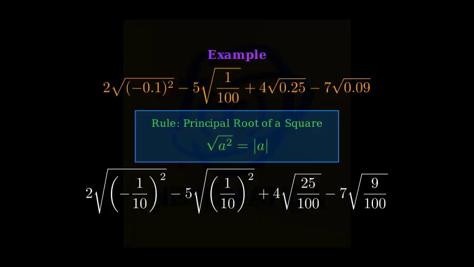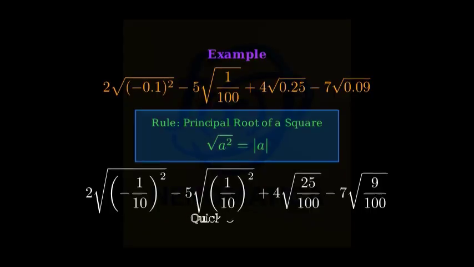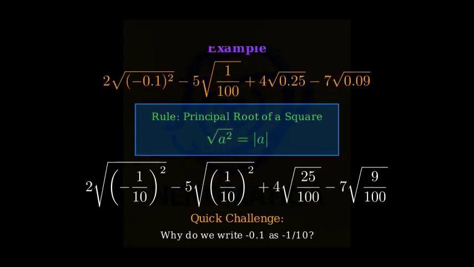1 over 100 is already in fraction form. 0.25 equals 25 over 100, and 0.09 equals 9 over 100. Quick challenge. Can you see why we wrote negative 0.1 as negative 1/10? It's because 0.1 is equal to 1/10, so negative 0.1 equals negative 1/10.